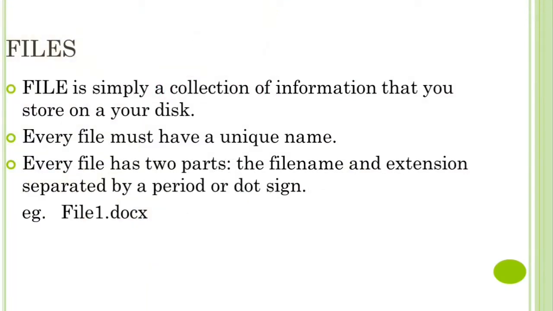First let's see what are files. File is simply a collection of information that is stored on your disk. Generally every file must have a unique name. Every file has two parts, the file name and the extension, separated by a period or dot sign. For example, here file1 is the name of file and .docx is the extension of the file.